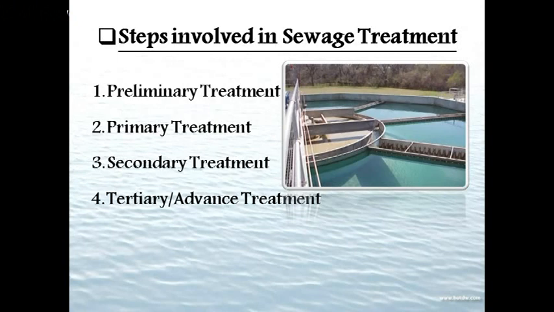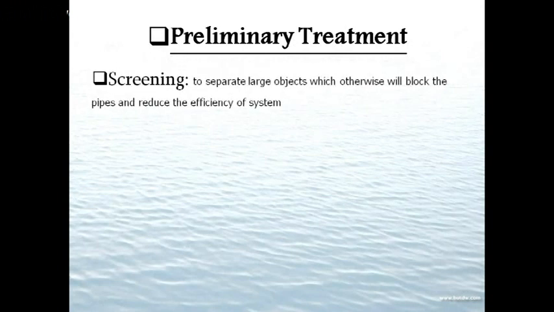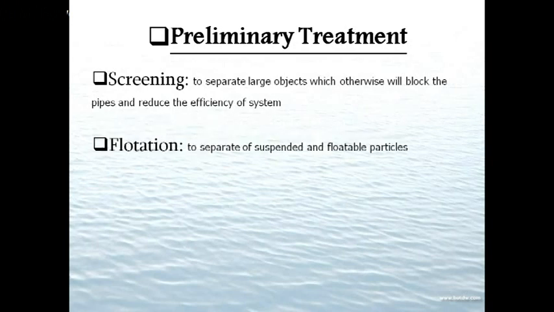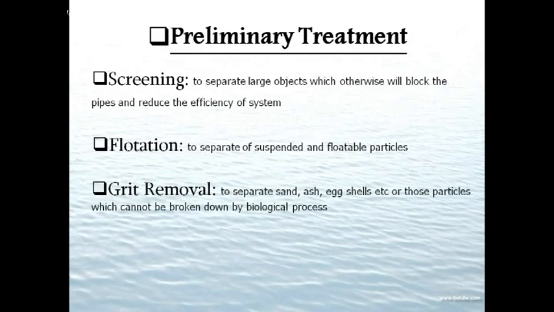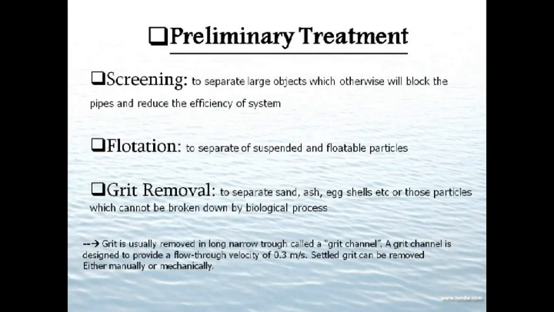First of all, we will discuss preliminary treatment. In this phase, we separate hard objects from water. For this purpose, water is passed through screens which don't allow larger objects to pass through. The particles which float or are suspended are removed through floating, and those particles which can't be separated either by screening or floating are separated through grit removal. Sand, ash or eggshells which can't be separated by the above two steps are separated through grit removal.